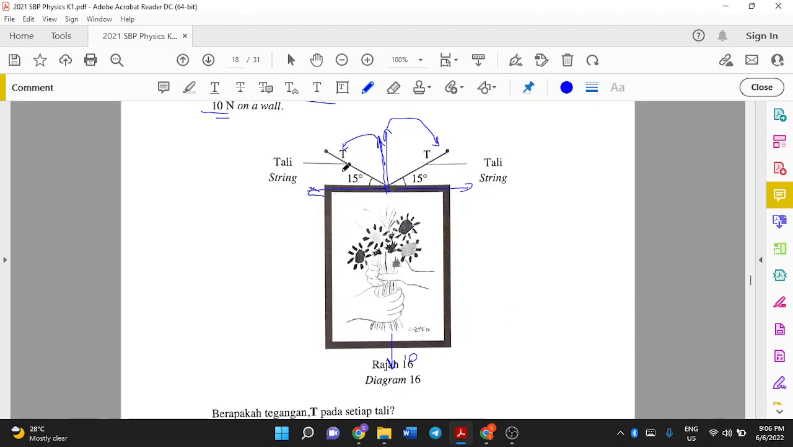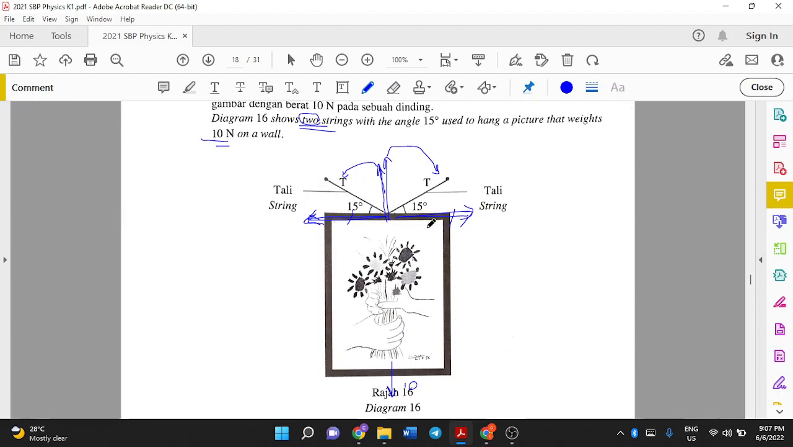Because you can observe that the tension is the same for both sides and the angle is the same for both sides, you can observe that the horizontal components cancel each other out. So you just need to take into consideration the upward force, or vertical components.